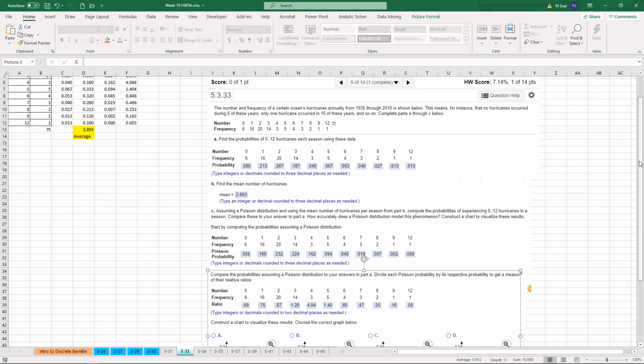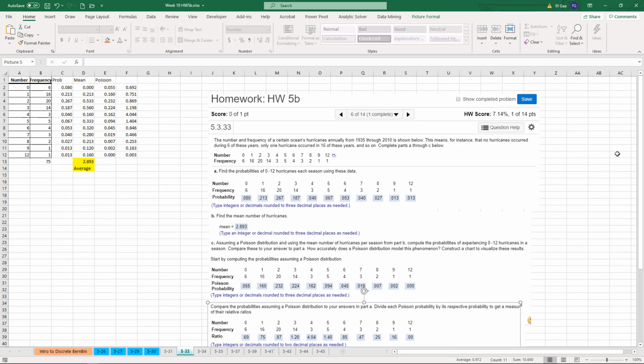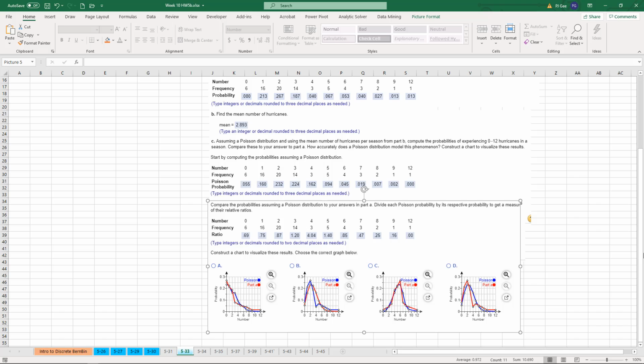This last part is drawing graphs. So you have to graph your data up here, and I'll leave it up to you to get your graphs. Then you have to click which one of these is correct after you graph it on your own. Okay, so that's the first block of assignment 5 or chapter 5.